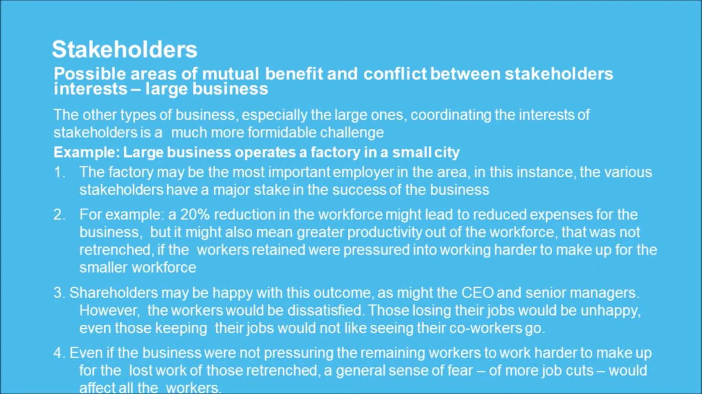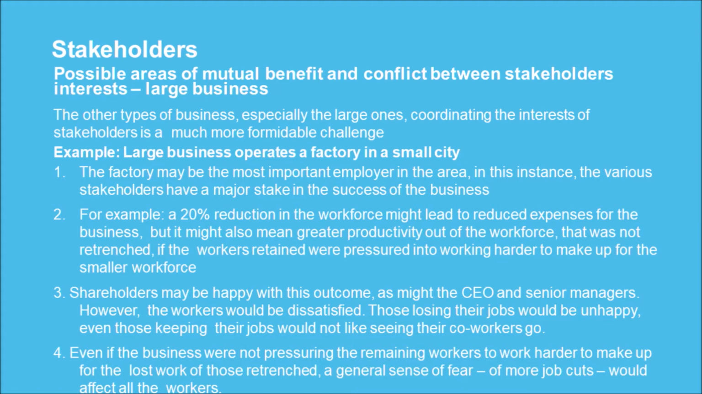Possible areas of mutual benefit and conflict between stakeholders' interests. Large business. For other types of business, especially the large ones, coordinating the interests of stakeholders is a much more formidable challenge. Example: a large business operates a factory in a small city. 1. The factory may be the most important employer in the area. In this instance, the various stakeholders have a major stake in the success of the business.